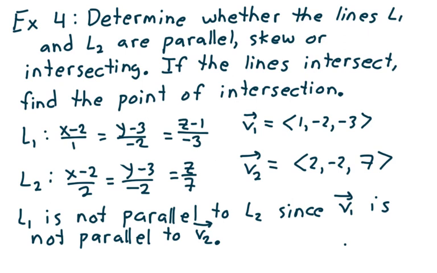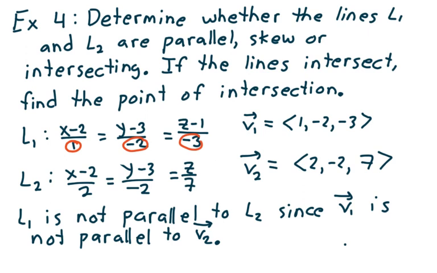And so to get the vector that runs parallel to line 1, we just have to look at the denominators. And so v1 will be given by the vector 1, negative 2, negative 3. So you notice it's 1, negative 2, negative 3. 1 is the x component, negative 2 is the y component, negative 3 is the z component.